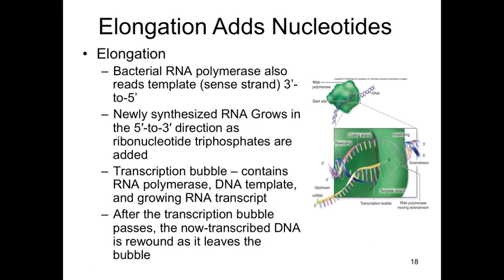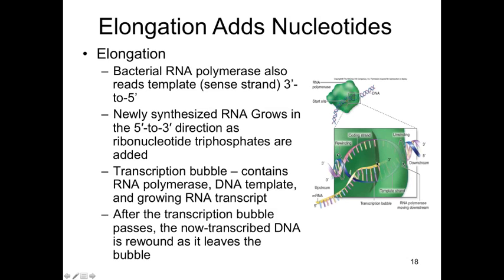In the next phase, we have elongation. Elongation is simply adding nucleotides to this growing messenger RNA strand. The bacterial RNA polymerase also reads the template strand in only the 3' to 5' direction. So just like any other polymerase, they can only read in the 3' to 5' direction, which results in the new messenger RNA being manufactured in the 5' to 3' direction.